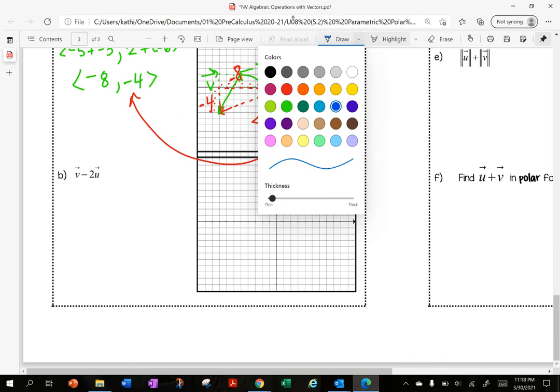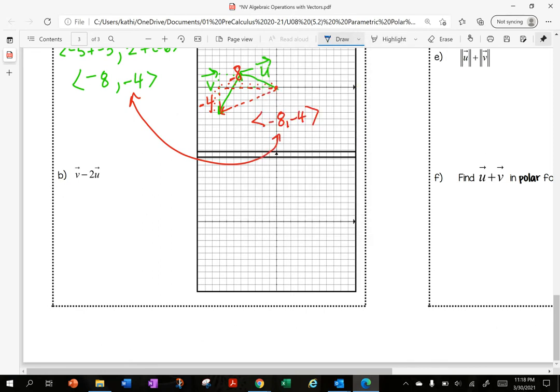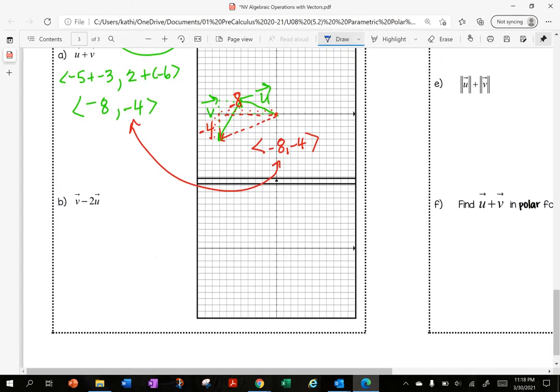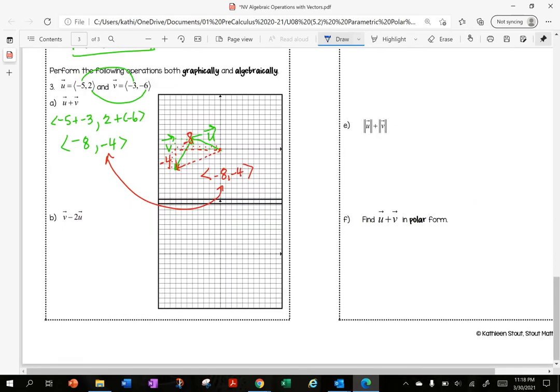All right, let's do v minus 2u. So v is negative 3, negative 6, minus 2 times u, and u is negative 5, 2. So this kind of works like the distributive property.